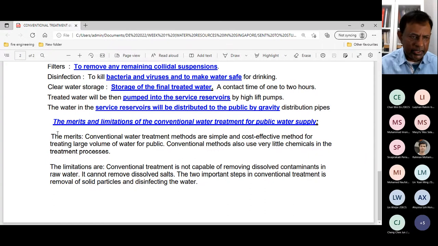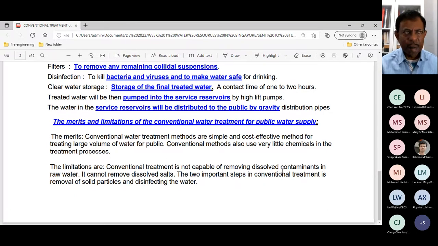Okay, so in this case, the total price for the treated water is about $1.40, somewhere closer to $1.40. So you can see that it is relatively cheaper to produce the water at that cost. Okay, the limitation of conventional treatment is that it is not capable of removing dissolved contaminants.